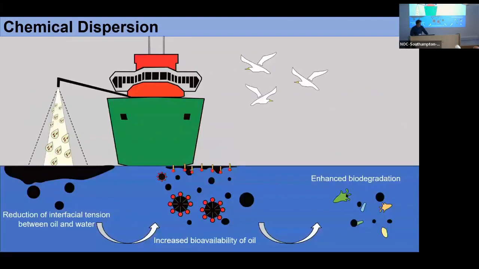So how do chemical dispersants fit into this? Just a very quick background. We use dispersants to reduce the interfacial tension between oil and water, allowing the oil to disperse into the water column into tiny little droplets. This increases the surface area, thus bioavailability of the oil to hydrocarbon degrading bacteria, enhancing biodegradation.